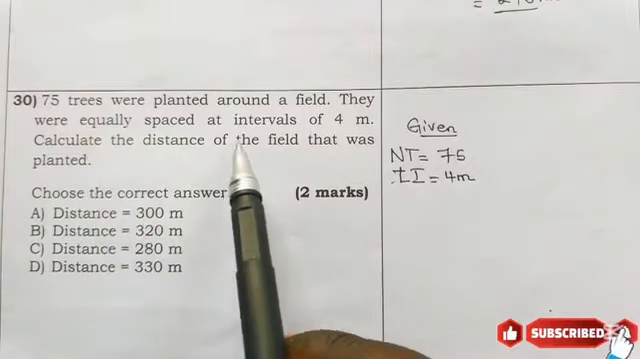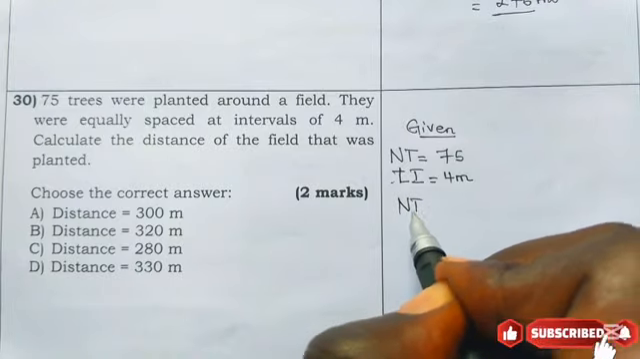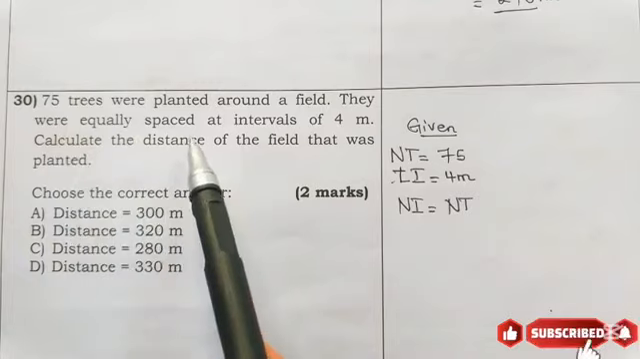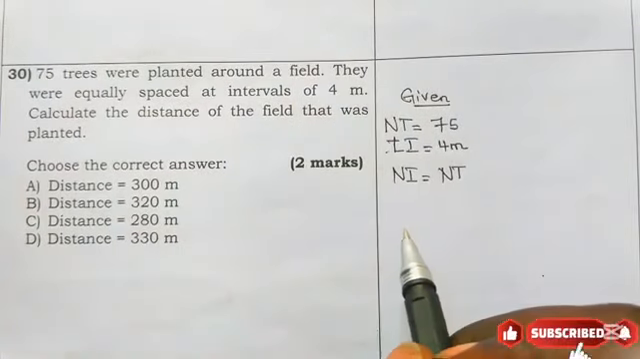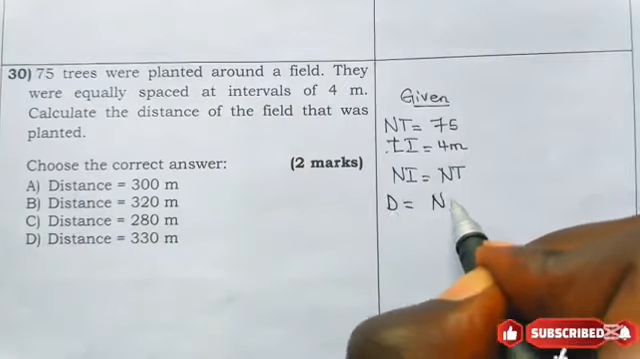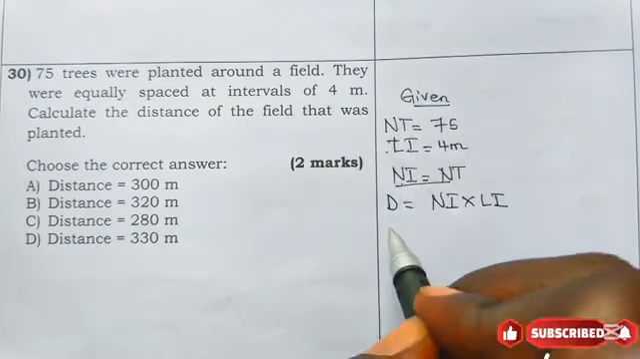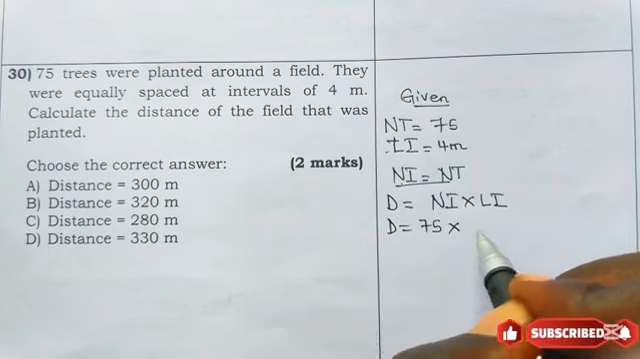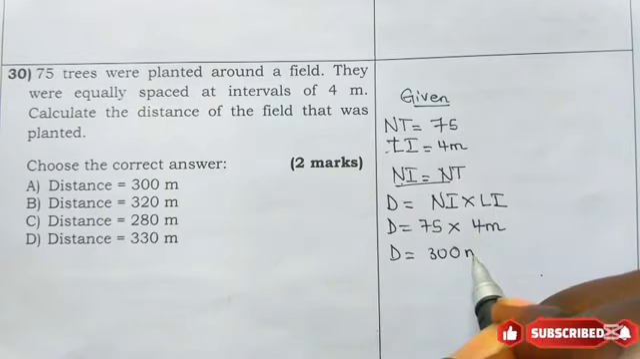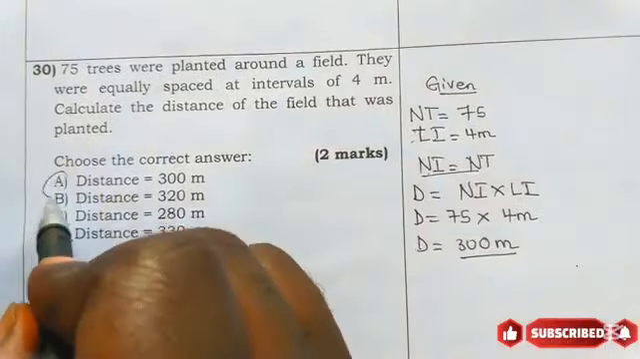And here they were equally spaced at intervals, which means that here we have to know the number of intervals is equal to the number of trees. At this moment we have to find the distance. Distance is equal to the number of intervals times the length of the interval. Since the number of intervals is equal to the number of trees, distance will be 75 times 4 meters. So distance here will be 300 meters. And then the answer will be letter A.